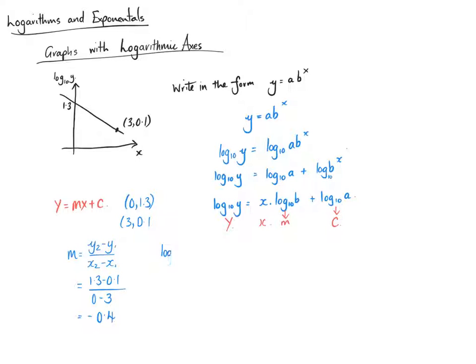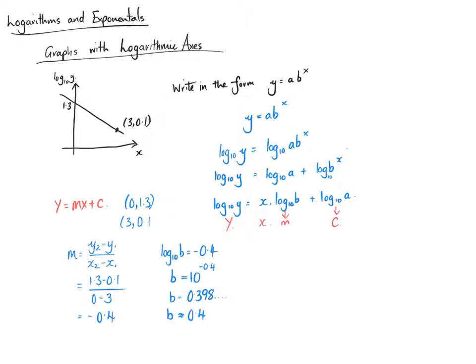So we've got log to the base 10 of b, which we now know is equal to negative 0.4. Okay, so the base of our logarithm becomes the base of our exponent, and we get b is equal to 10 to the power of negative 0.4, and that actually gives us that b is equal to 0.398, and then the decimal keeps going, and so we can round that to roughly 0.4.